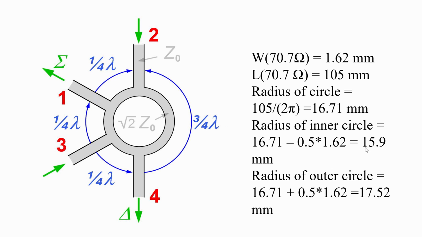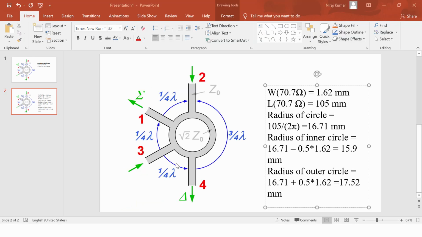Remember, the inner radius is 15.9 mm, outer radius is 17.52 mm. Apart from that, the width of this line will be 3 mm. Length can be taken as anything. Let's go to HFSS.